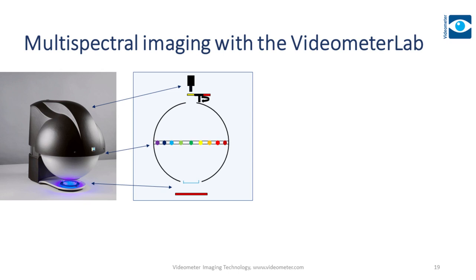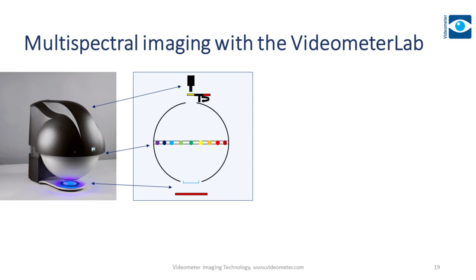Now, moving on to how the Videometer Lab then captures these multispectral images. Here is seen an illustration of how the Videometer Lab roughly looks on the inside. Under the top of the black hat is placed the camera. Around the equator of the dome are placed small LEDs, which emit the different colored light.